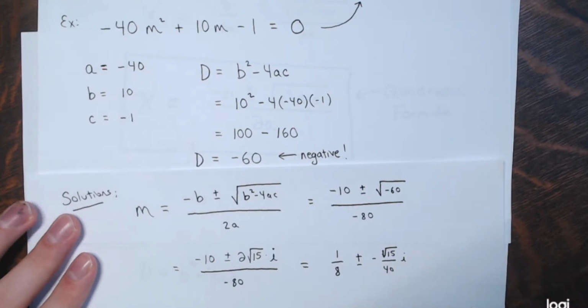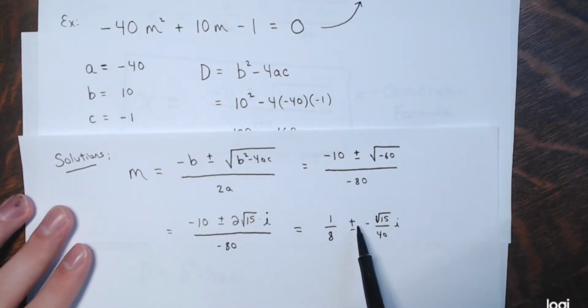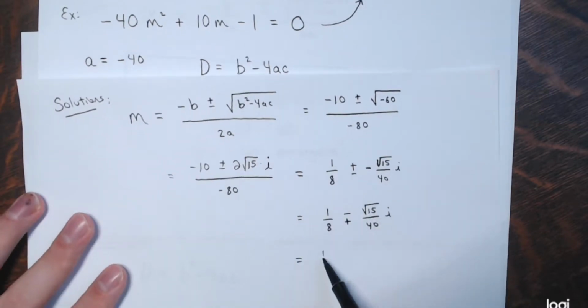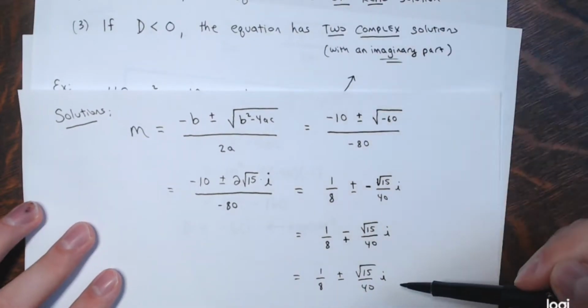Don't forget the imaginary number. Now, here's something tricky. Putting this negative here just changes this to minus plus. We have 1/8 minus plus the square root of 15 divided by 40 times i. And having minus plus is the same thing as having plus minus. So this is the same thing as 1/8 plus or minus the square root of 15 over 40 times i. But look, two complex solutions with an imaginary part.